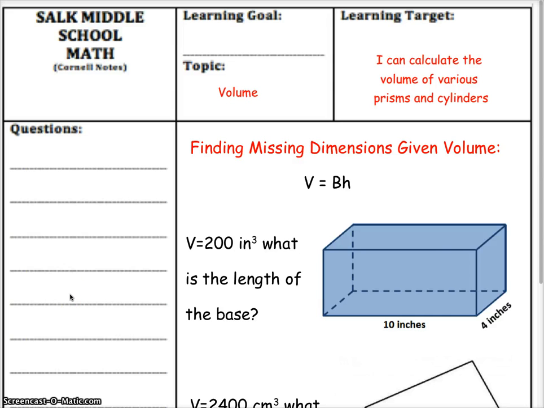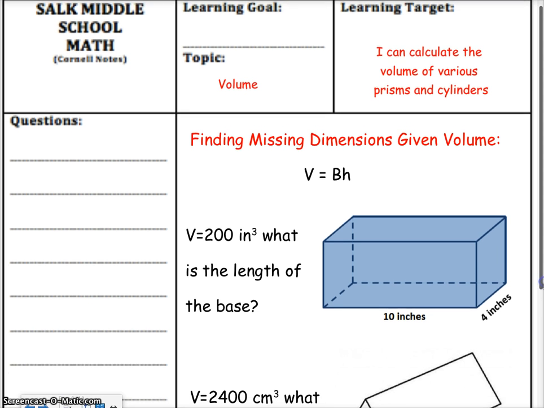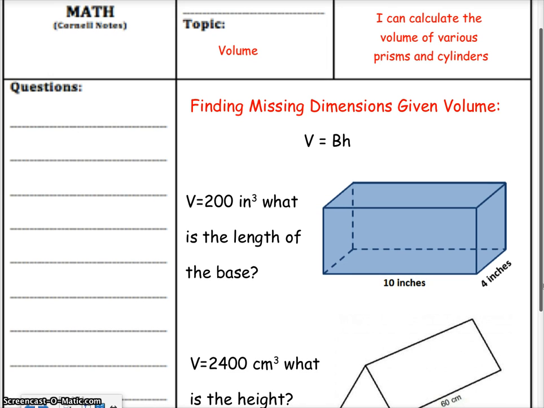Right, we are moving on with our volume, our last official lesson on volume. What you're going to be able to do today is apply the volume formula to find missing dimensions, also known as working backwards. So, when you find missing dimensions given volume, you typically will divide, because working backwards of multiplying is dividing. Notice volume is big B times H.